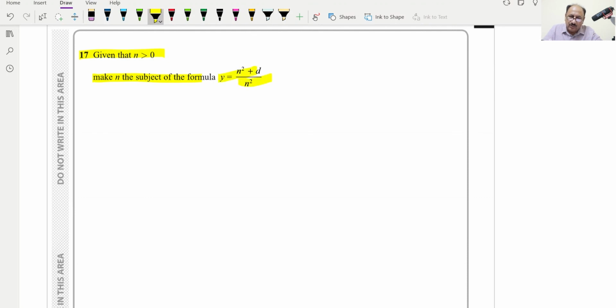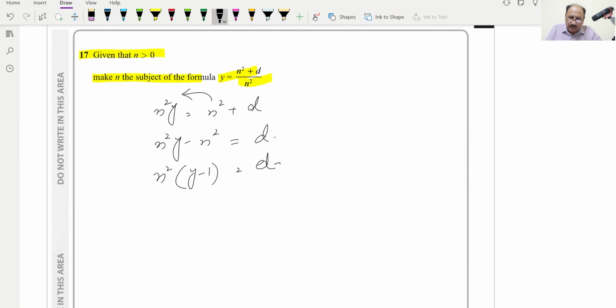Now question number 17: given that n is greater than 0, make n the subject of the formula, this one. So we have to make n the subject. We cross multiply, n squared y is equal to n squared plus d. Now we can shift n squared to the other side, so n squared y minus n squared is equal to d. Now n squared we can take common, so n squared times (y minus 1) is equal to d, and y minus 1 we can shift to the other side, so n squared is equal to d over y minus 1.